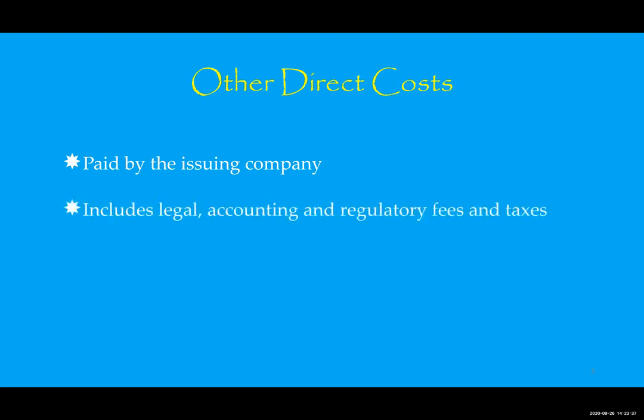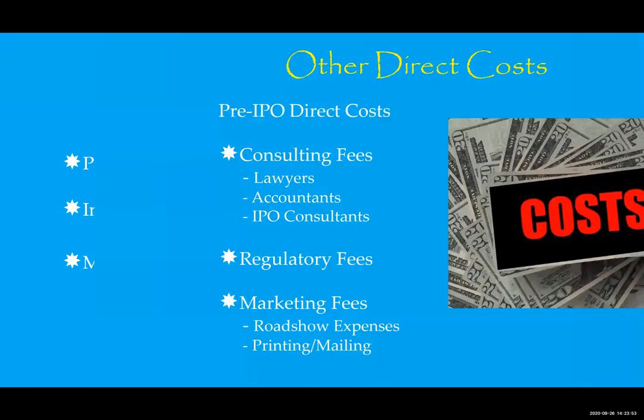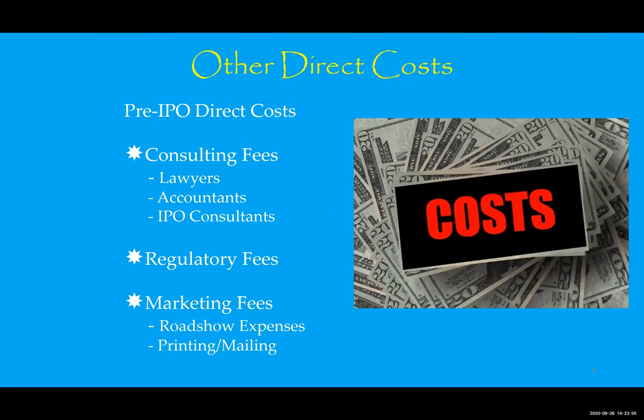So let's look at other direct costs first. These are costs that must be paid by the company who is going to be doing the IPO. They include such things like legal fees, accounting fees, regulatory charges, listing fees, and taxes. All of these other direct costs must be disclosed in the prospectus. This shows you some examples of pre-IPO direct costs incurred by companies getting ready to do an IPO.